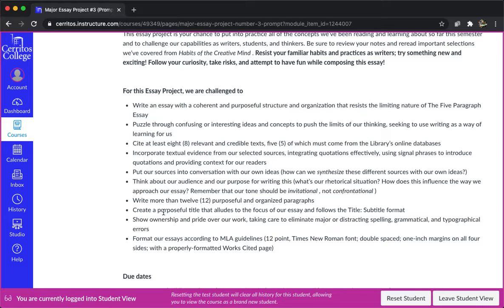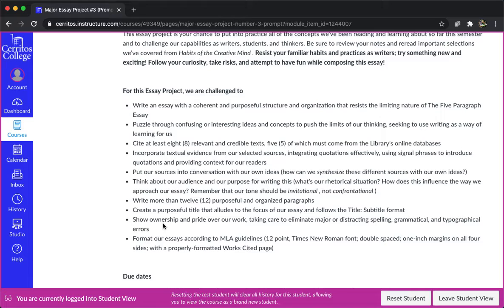So somebody can read our title and get a general sense of what the paper is going to focus on. We're challenged to show ownership and pride over our work, taking care to eliminate major or distracting spelling, grammatical, and typographical errors. So I'll continue to remind us that the work that we put into the world is a representation of who we are as people, right? Whether we like that fact or not. So it's important that the work that we produce is going to be a good representation.